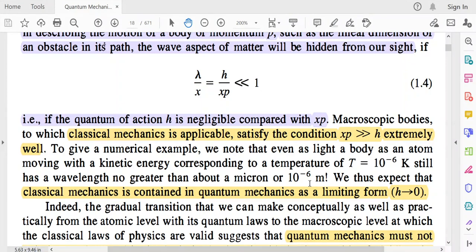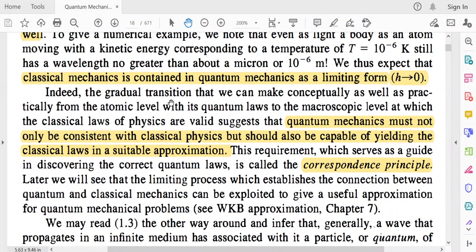So it is very much less than the obstacle in the path. For macroscopic bodies, this wavelength is very much less than x. So here the laws of classical mechanics will hold. So this is a numerical example to justify this fact.